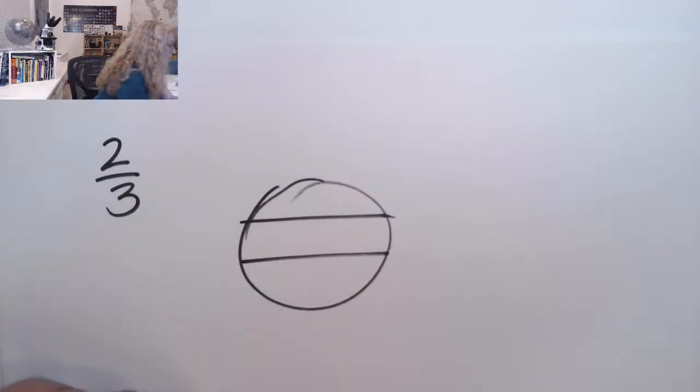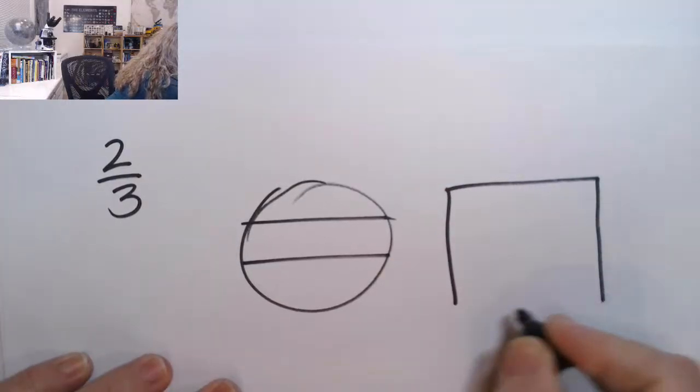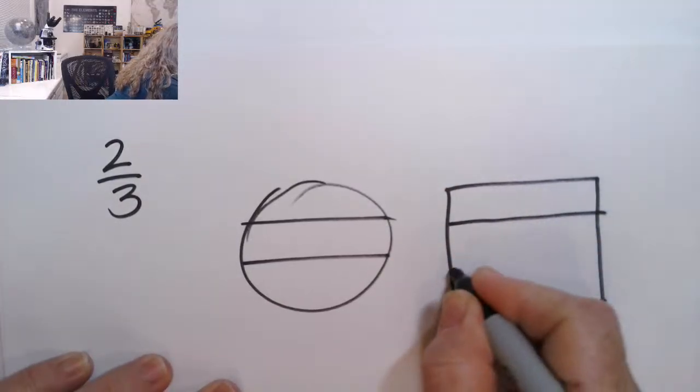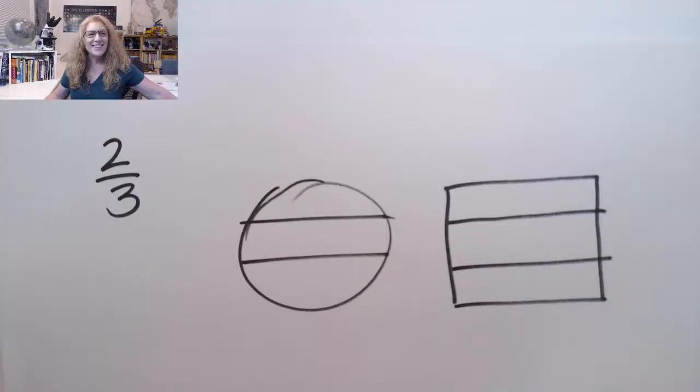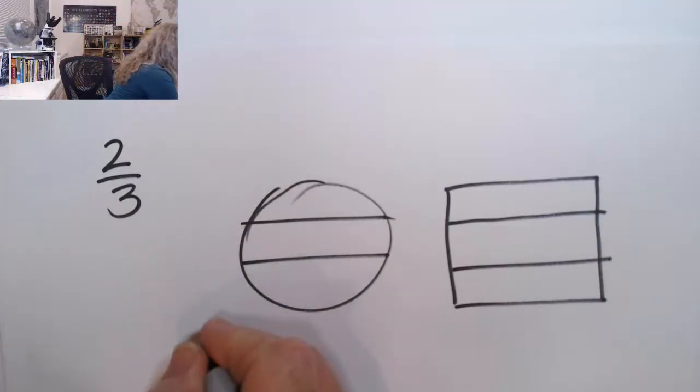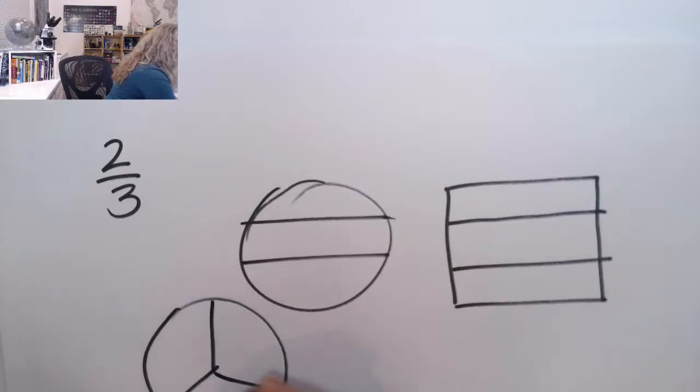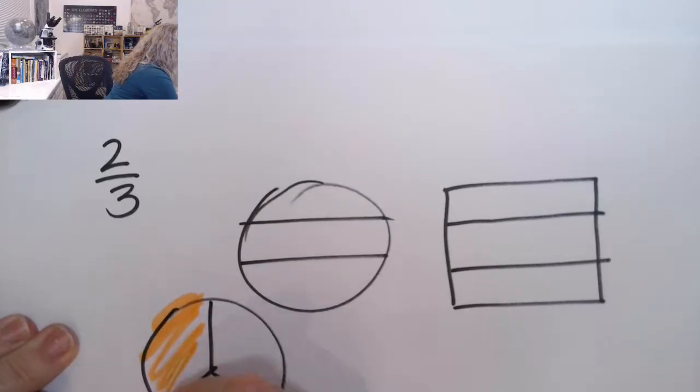So the divisions aren't going to work this way. This will work if you keep it as a rectangle and you divide it into 3 even spots. Good. Okay, these are great. 2/3, Leah, that looks great. It looks like we've got one of these going on, and you colored in 2 out of 3.